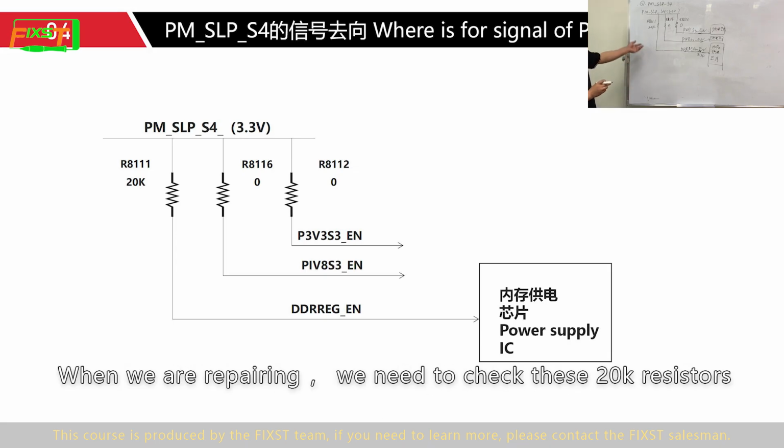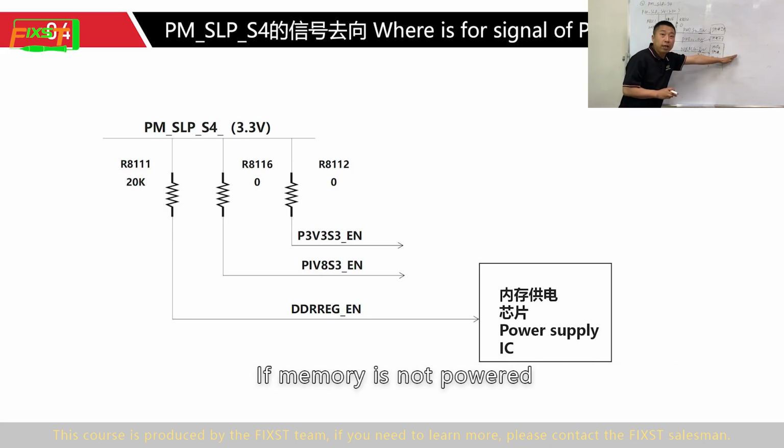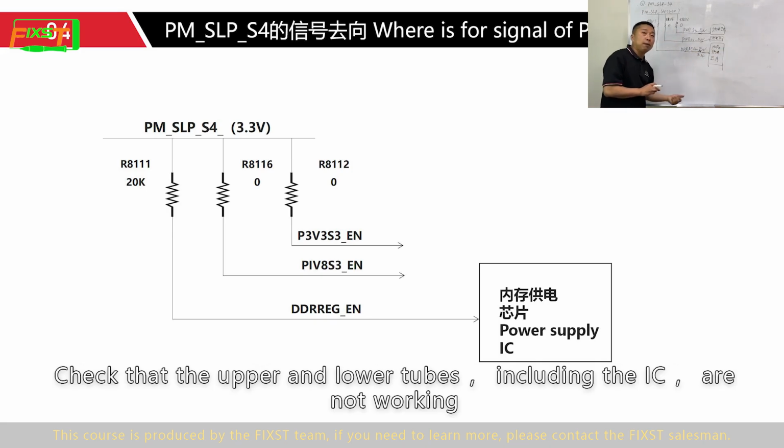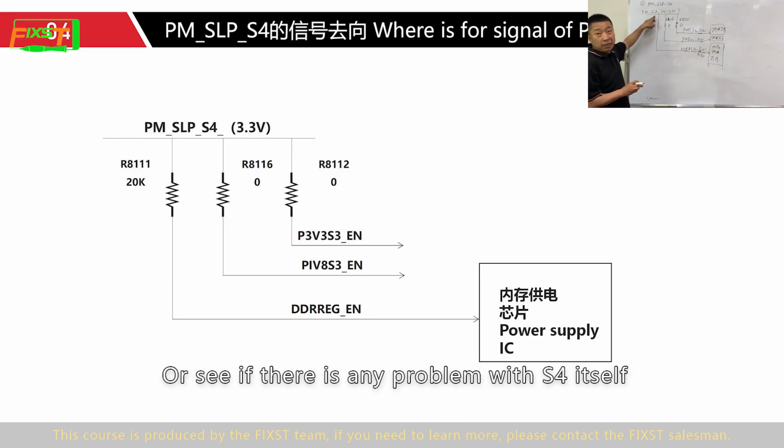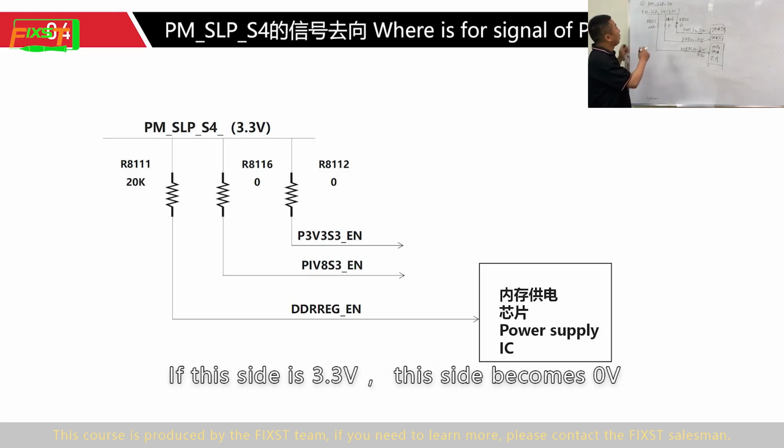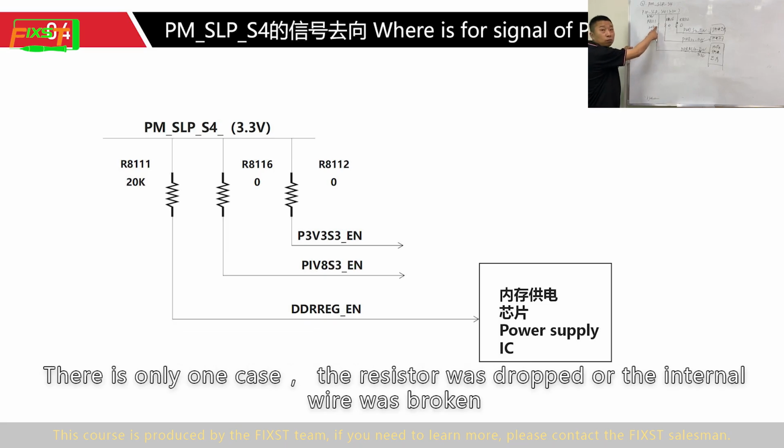When we are repairing, we need to check this 20 kilo-ohm resistor. If the memory is not powered, check whether the upper and lower tubes, including the IC, are not working. At this time, we have to trace the resistor to see if it is damaged, or see if there is any problem with the S4 itself. If this side is 3.3V and this side becomes 0V, there is only one case: the resistor was dropped or the internal wire was broken.